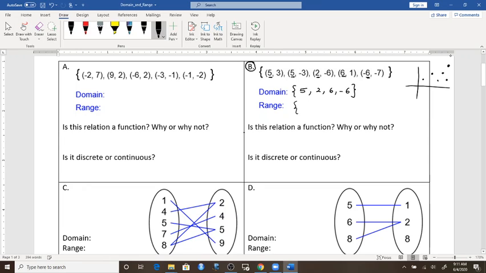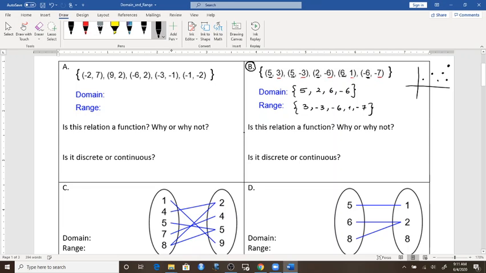And then for the range, instead you look at the output, which is 3, negative 3, negative 6, 1, and negative 7. If any number repeats, then you write it only once. So we have a 3, a negative 3, a negative 6, a 1, and a negative 7.